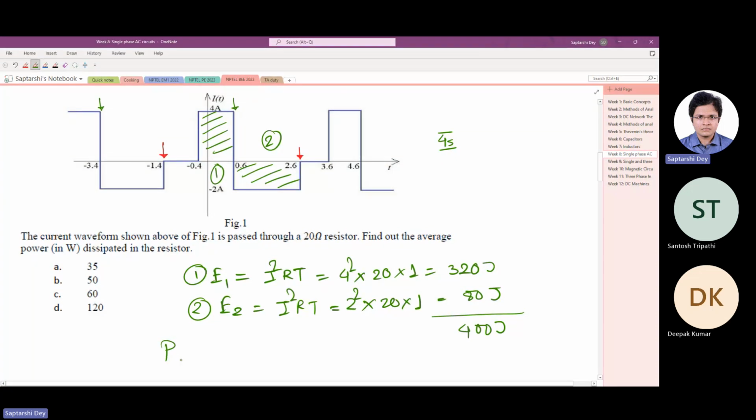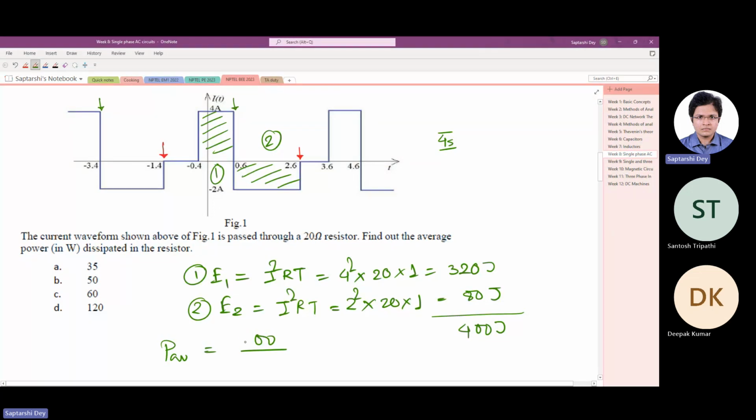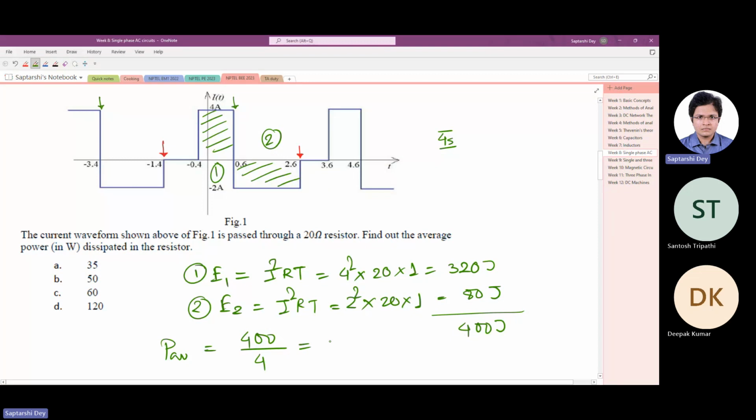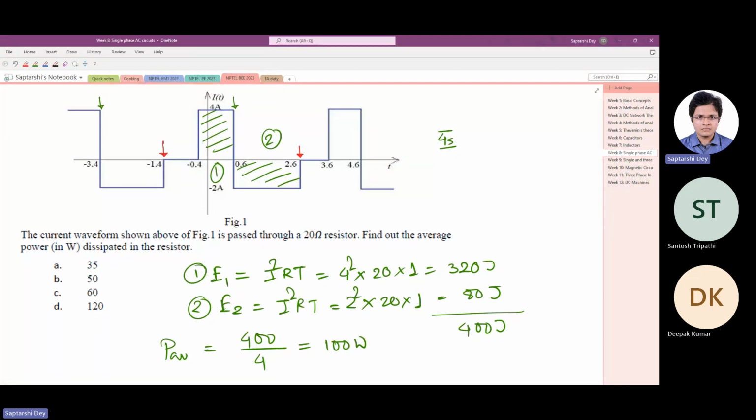So the average power is the total energy dissipation divided by the time period, which is 100 watts. So the resistance is dissipating 100 watt of power. But 100 is not in the option. Am I doing something wrong?